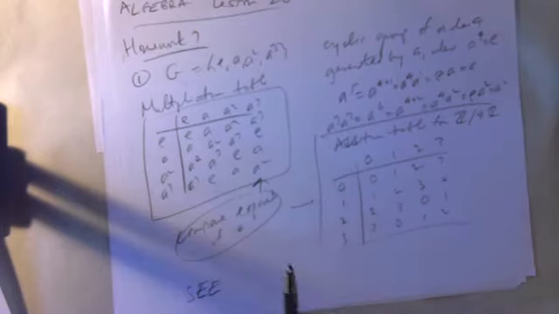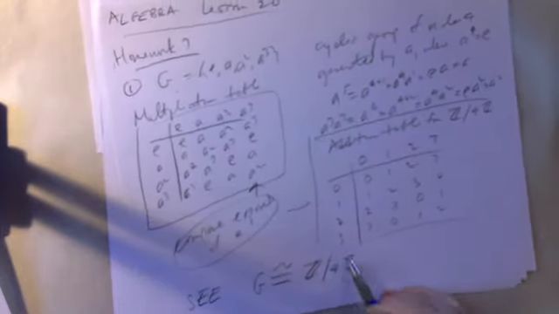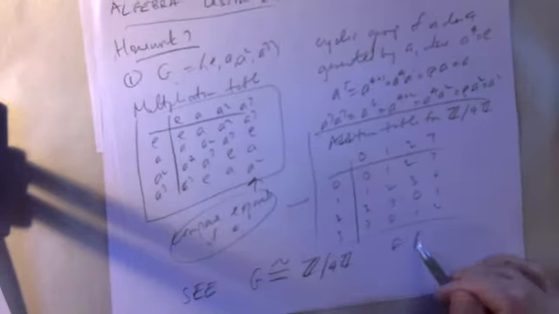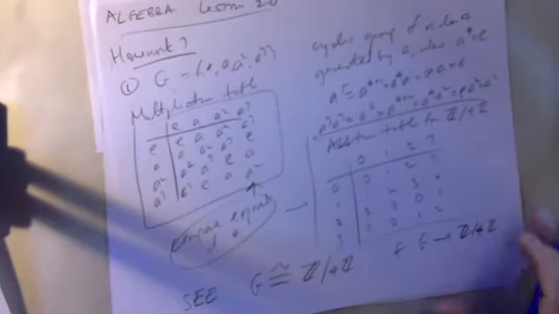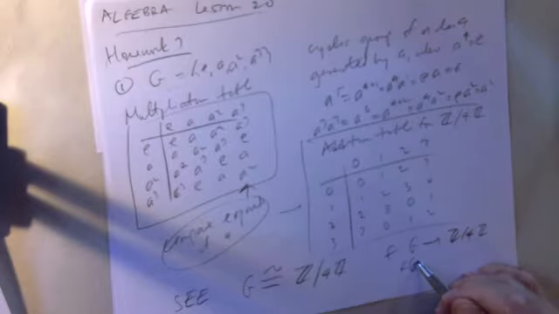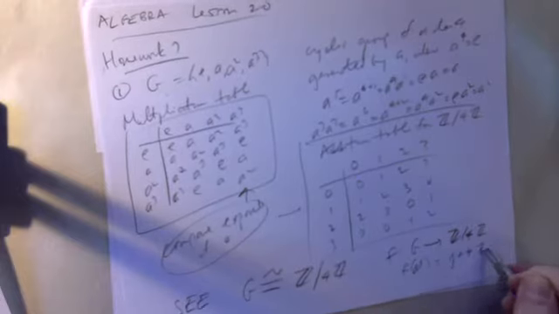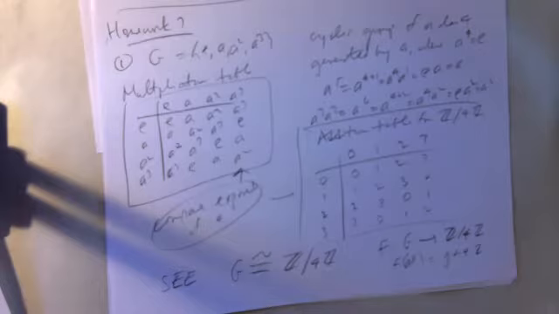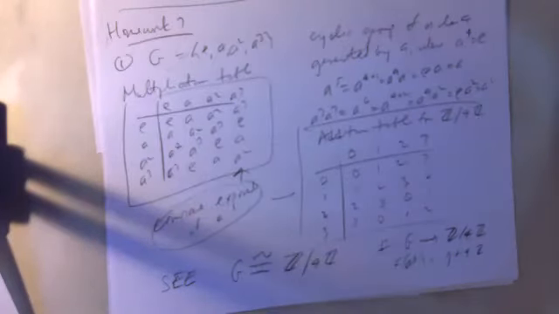So you can see directly from the multiplication table that this group G, the cyclic group of order 4, is isomorphic to the additive group of integers mod 4Z. And the function from G to Z mod 4Z, that's a homomorphism and 1 to 1 and onto, is given simply by f of A to the power J is the congruence class J plus 4Z. This is the explicit isomorphism. So this is sort of background to the problem. It's just understanding the group. Any questions about this so far?